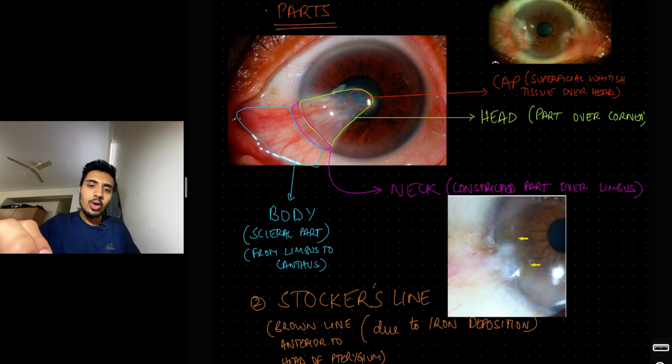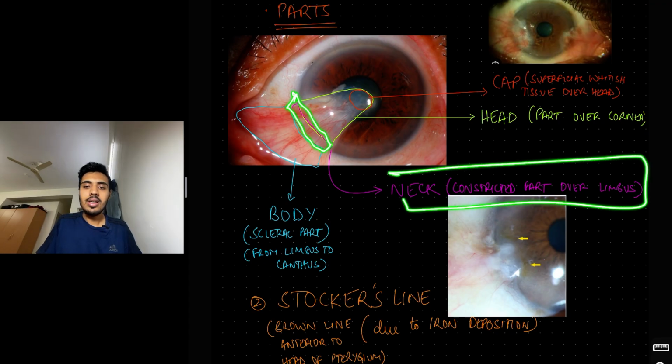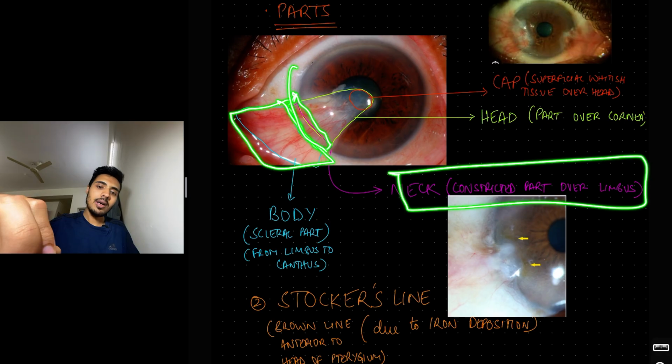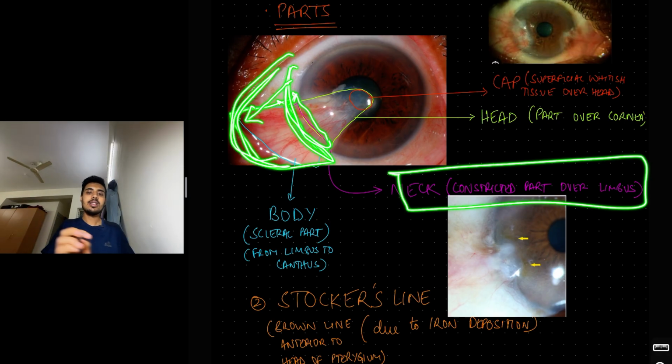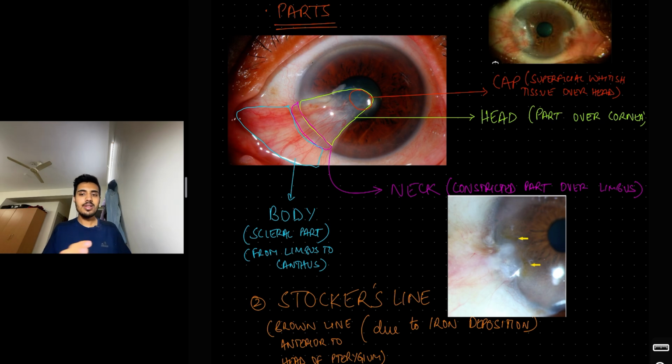And then the part over the limbus, the constricted part over the limbus, that is the neck. And last is the biggest part, that is the body, that extends from the limbus all the way to the canthus. This is the canthus, right? So it extends all the way from the limbus to the canthus. That is the body. It is the scleral part.